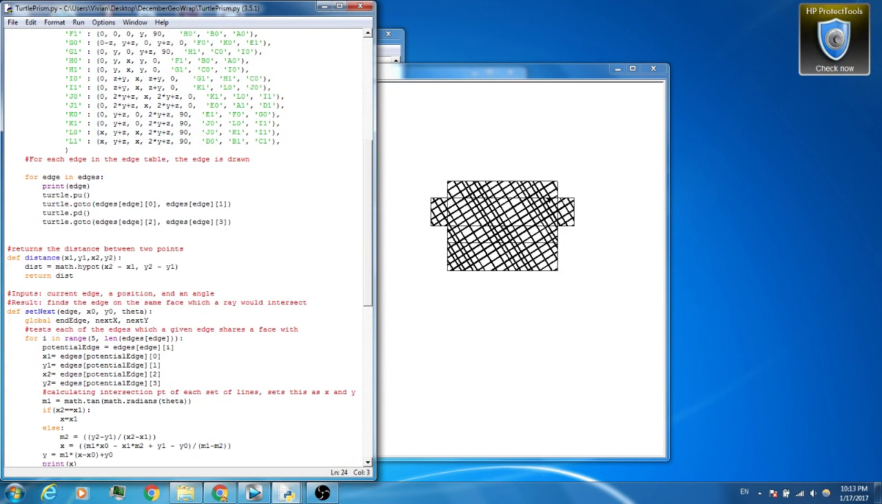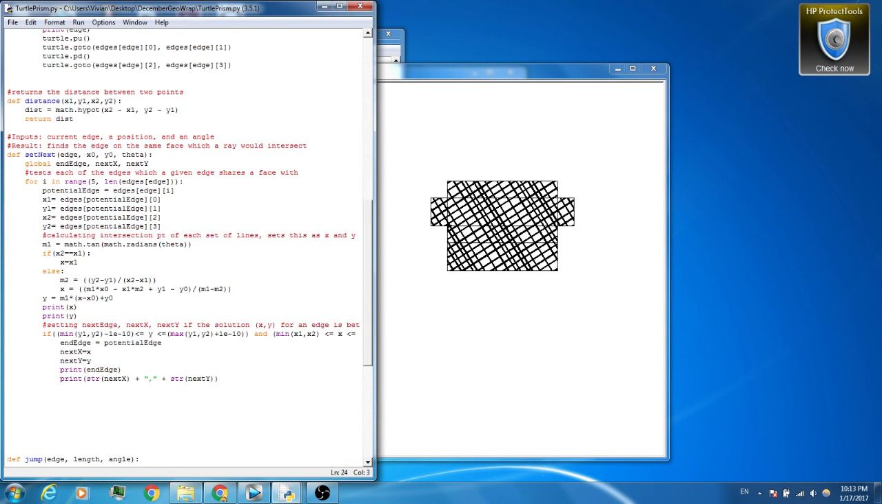And then this part shows how for each edge in the edge list, you can tell the turtle to put the pen up, then go to the first coordinate point, put the pen down, and then go to the second coordinate point, which effectively draws the edge, and it repeats this for all the edges in the polyhedron, which is what you saw in the beginning there, where the turtle was jumping around on this blank screen.